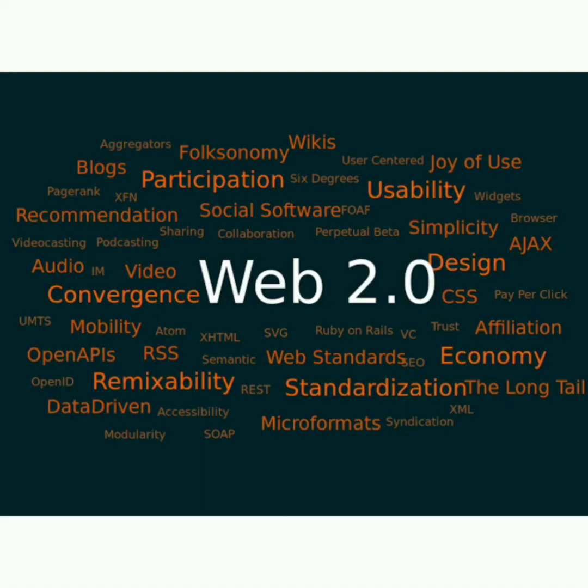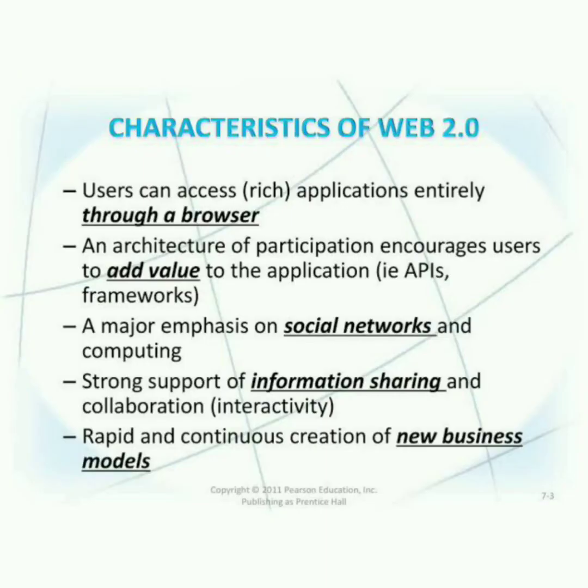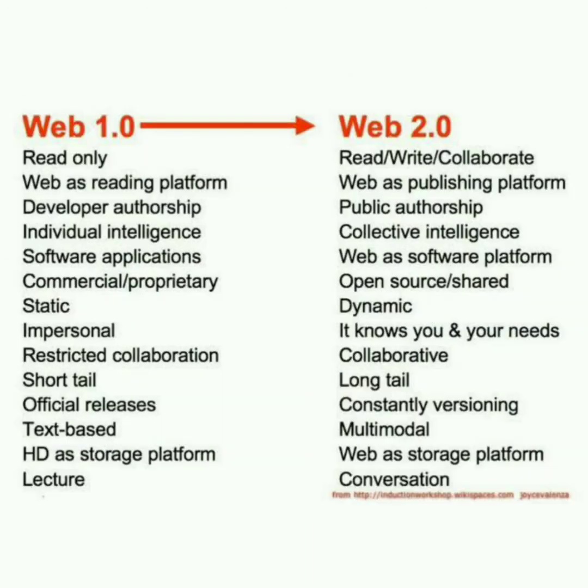The next thing we're going to learn about is Web 2.0. And do you know what exactly Web 2.0 is? We have been using so many applications of Web 2.0. You can see the characteristics of Web 2.0: users can access rich applications entirely through a browser. Compared to the older version, Web 2.0 is advanced. In Web 1.0 it was read-only, but here you can read, write and even collaborate.